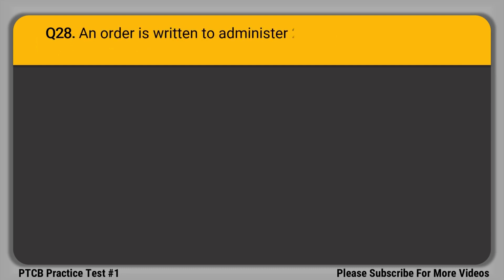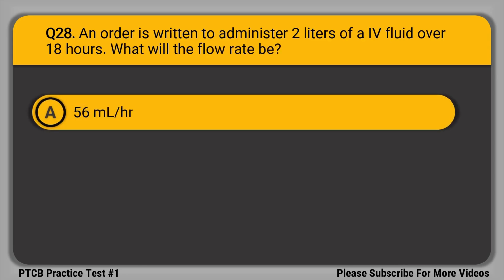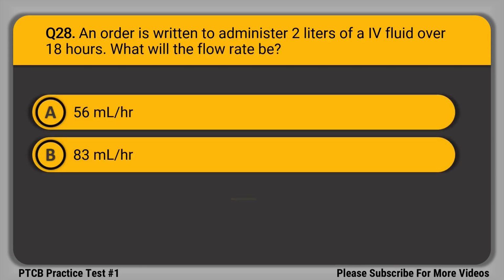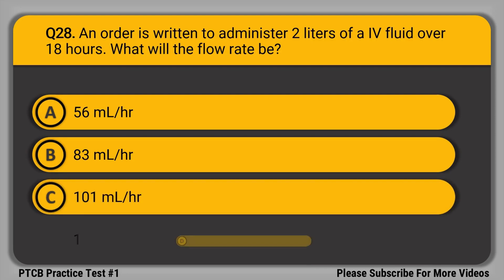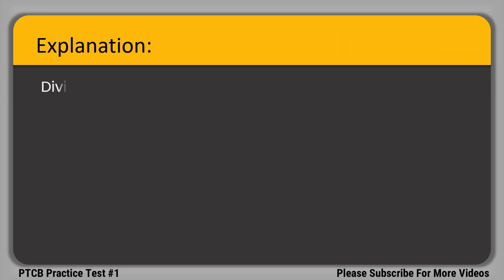Question 28. An order is written to administer 2 liters of an IV fluid over 18 hours. What will the flow rate be? A. 56 milliliters per hour. B. 83 milliliters per hour. C. 101 milliliters per hour. Or D. 111 milliliters per hour. D. 111 milliliters per hour.